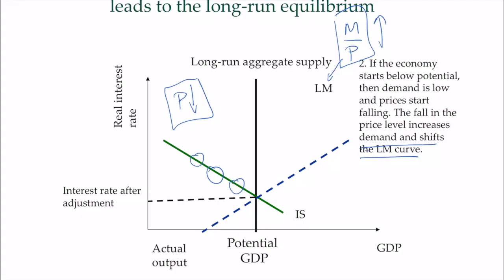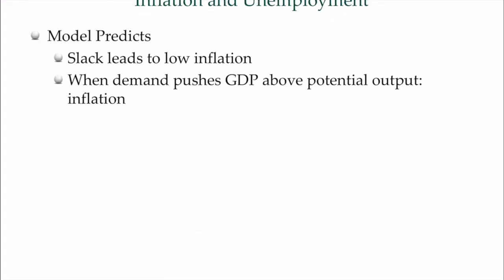Now, this very simple intuition that says when output is below potential, prices should fall, we can take it to the data. Let's think about what is it that we want to test. Well, we want to test if periods of slack, and by that we mean output being below potential, truly lead to low inflation, and then periods where we're going almost to the right of potential output or even to the right, when demand is pushing GDP above potential output, do we truly see inflation?